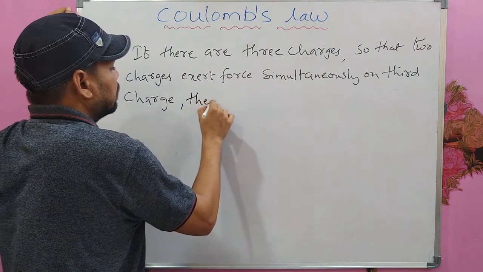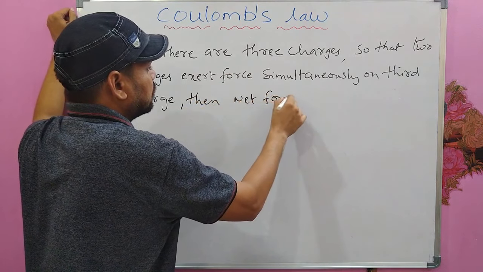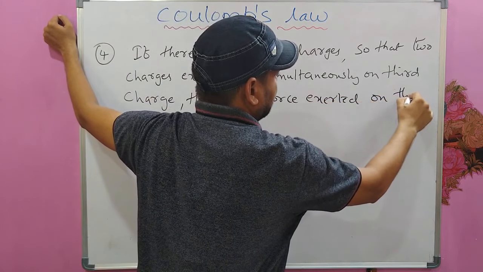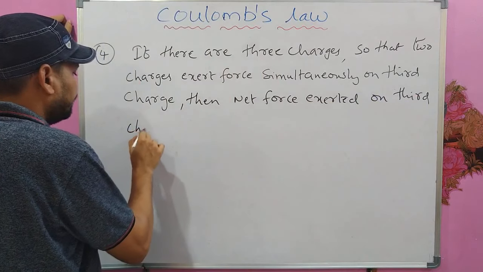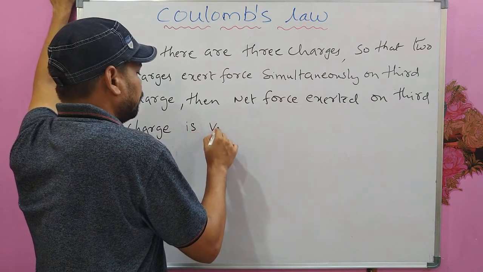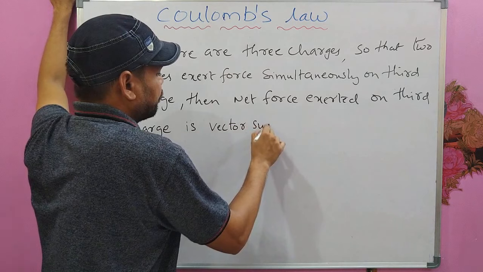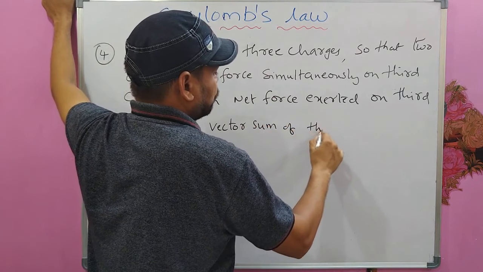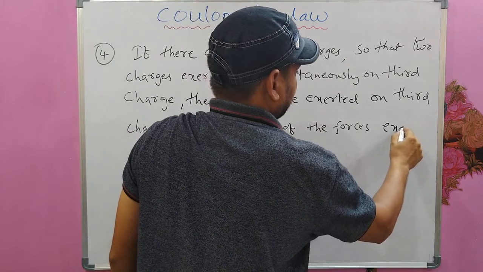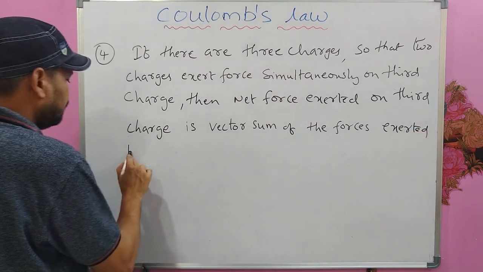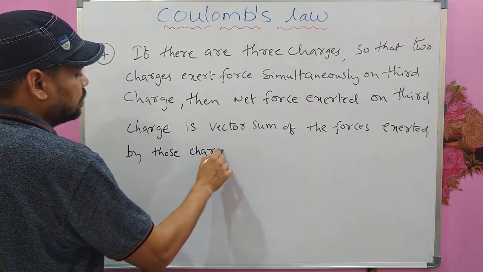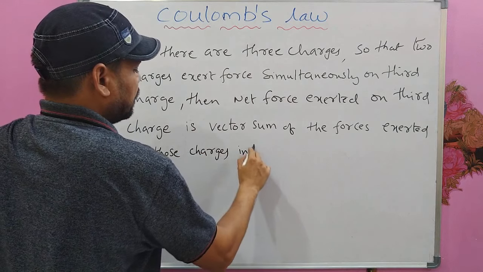Then the net force exerted on the third charge is the vector sum of the forces exerted by those charges individually.